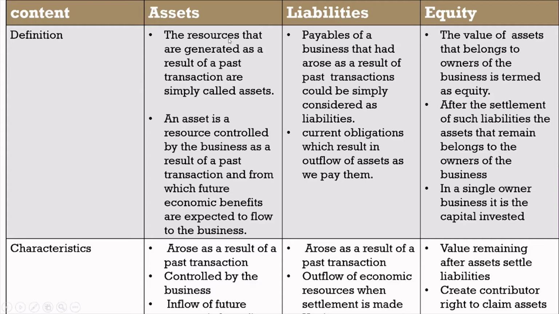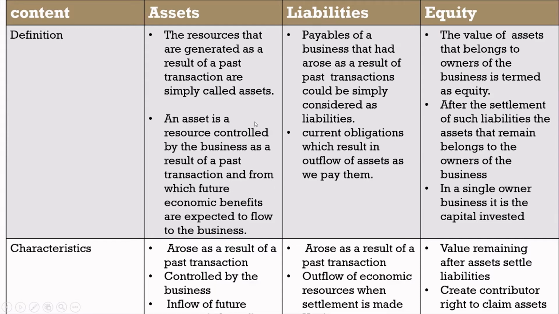Assets are the resources that are generated as a result of past transaction, right? If there are resources, or resources means the benefits, that are generated, then we call them assets. So an asset is a resource controlled by the business as a result of past transaction and from which future economic benefits are expected to flow to the business. So this is the definition you have to remember.